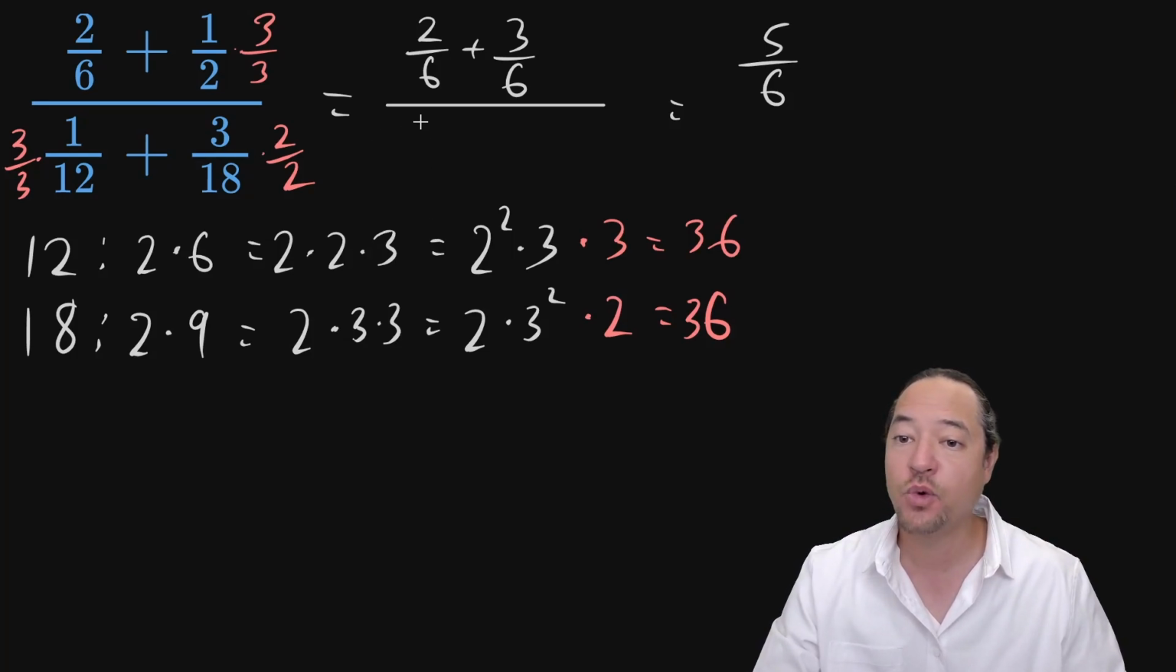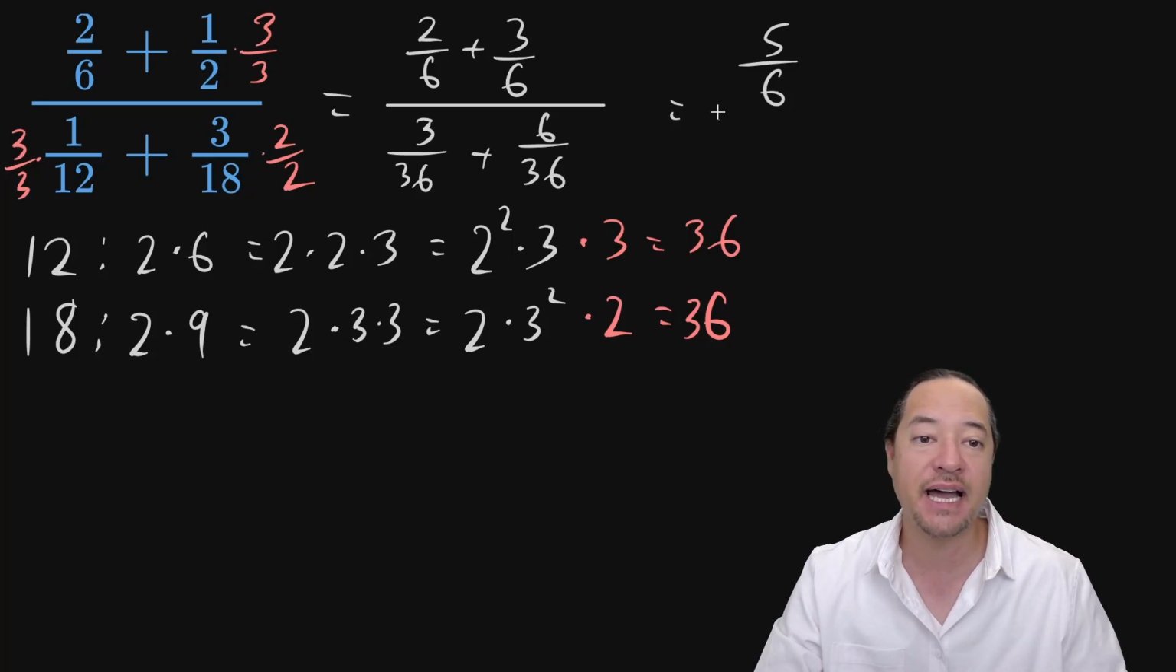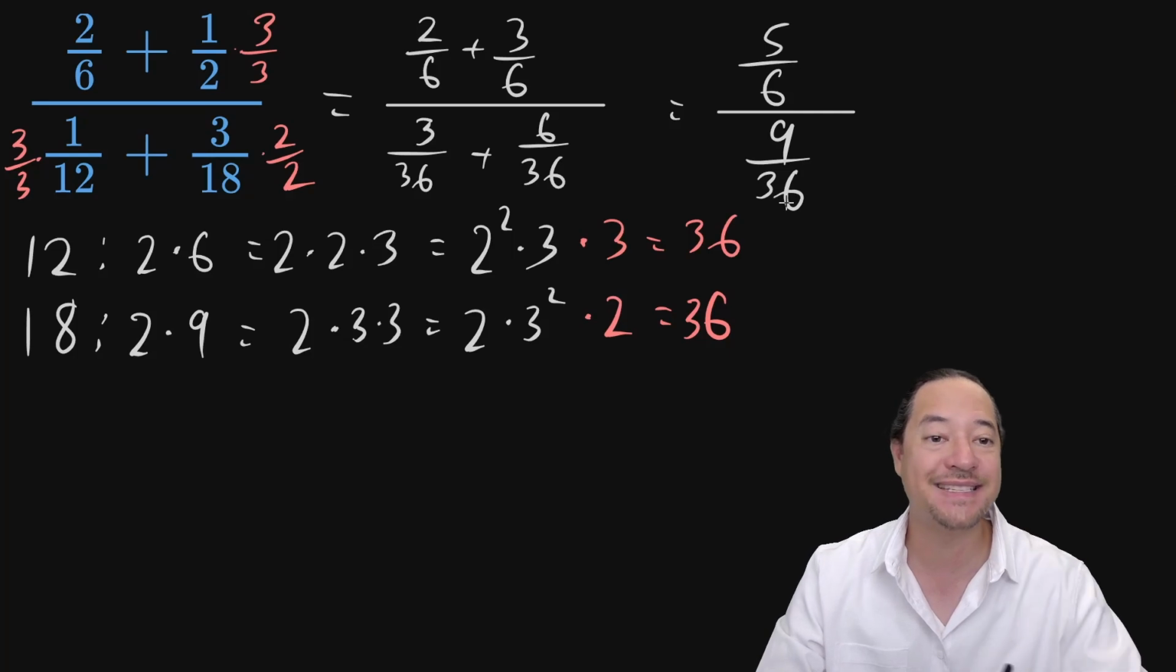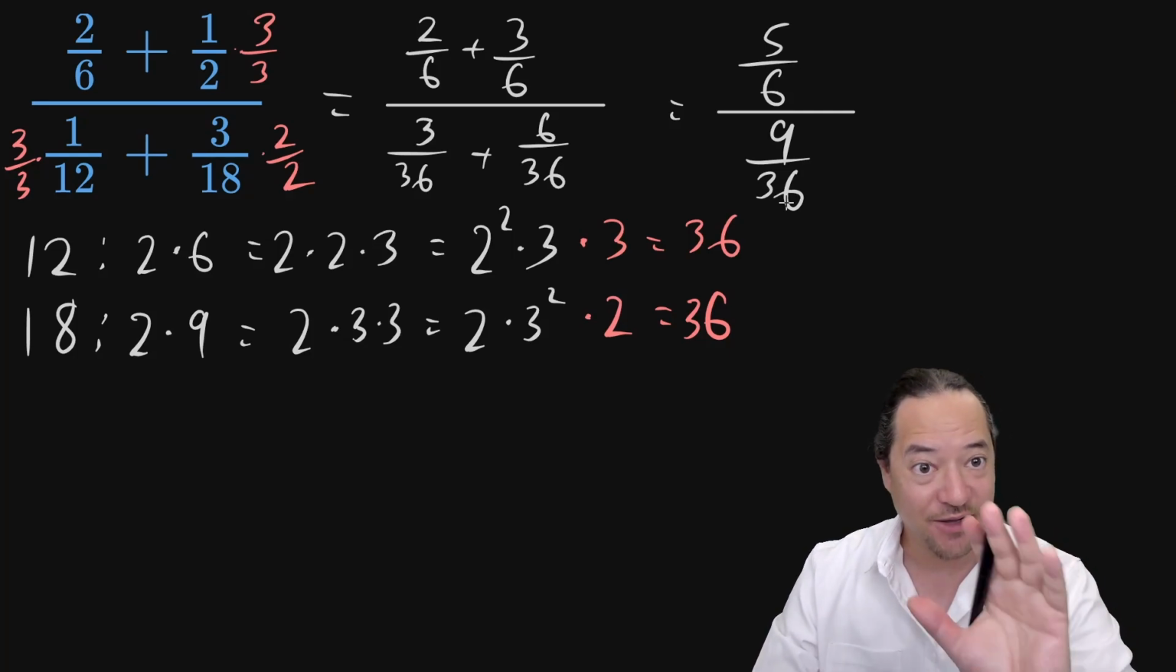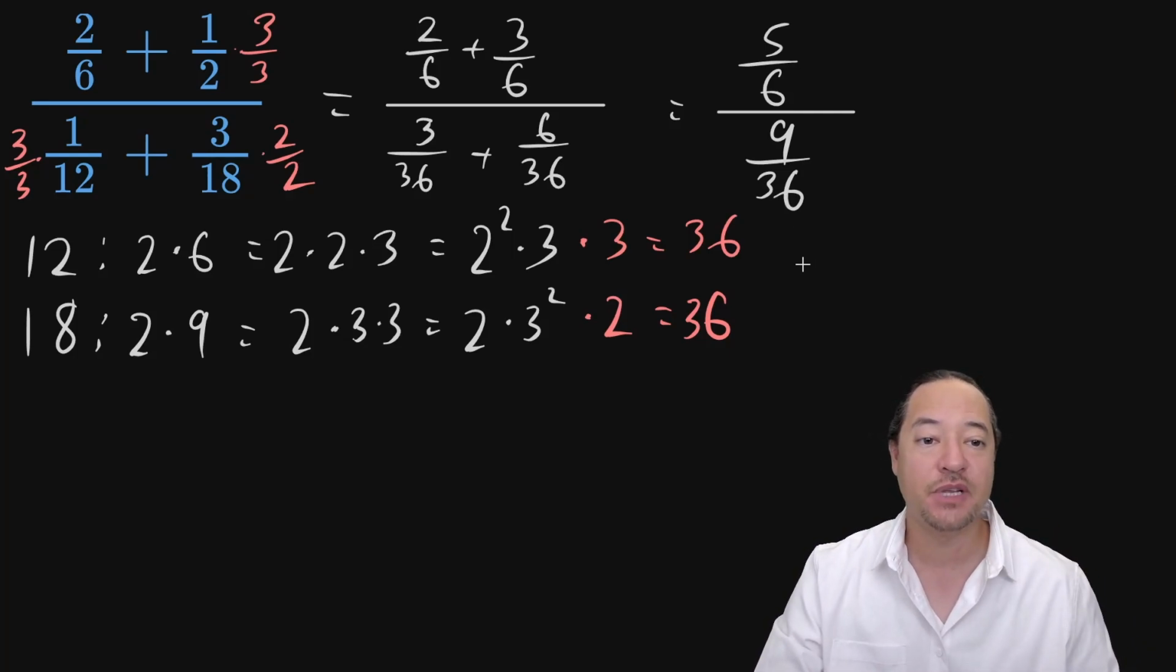Over here, 3 times 1 is just going to be 3. So 3 over 36 plus 2 times 3 is 6. So 6 over 36. 6 plus 3 is going to be a 9. So let's write this as 9 over 36, okay? Now let's see how we can evaluate this and maybe simplify.